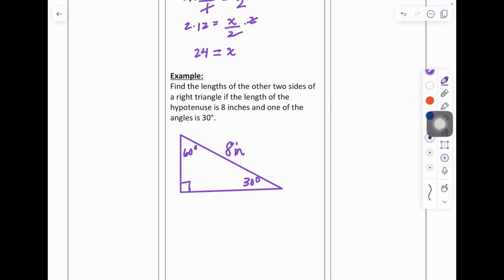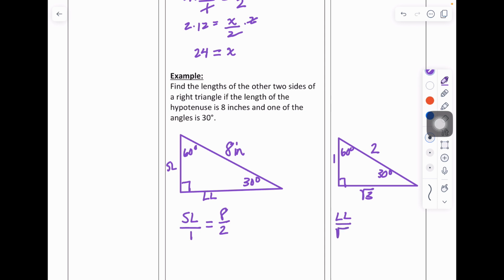So if we're trying to find, this is our short leg, long leg, then what we need is a reference triangle. I'm going to draw it to the side. And if you draw it in the same orientation, that will make your life much easier. Okay, short leg is 1, long leg is square root of 3, hypotenuse is 2. So again, I can use this reference triangle to set up my proportions. So short leg over 1, and then 8 over 2. And I could say long leg over square root of 3.